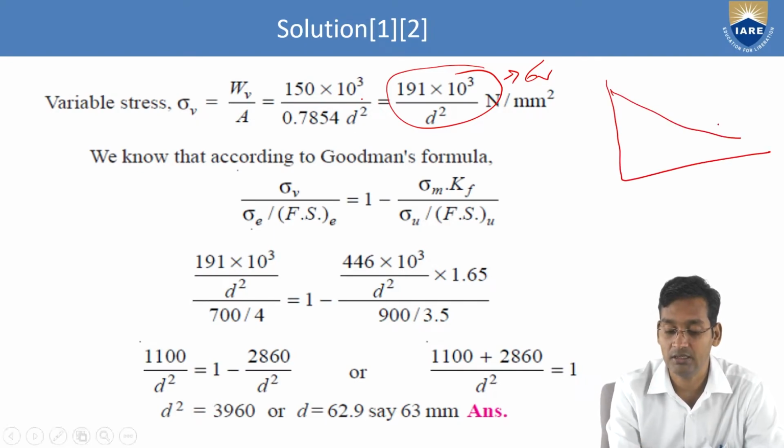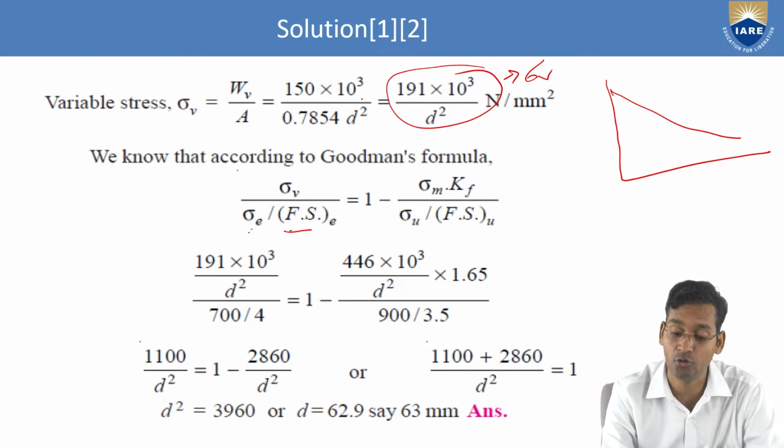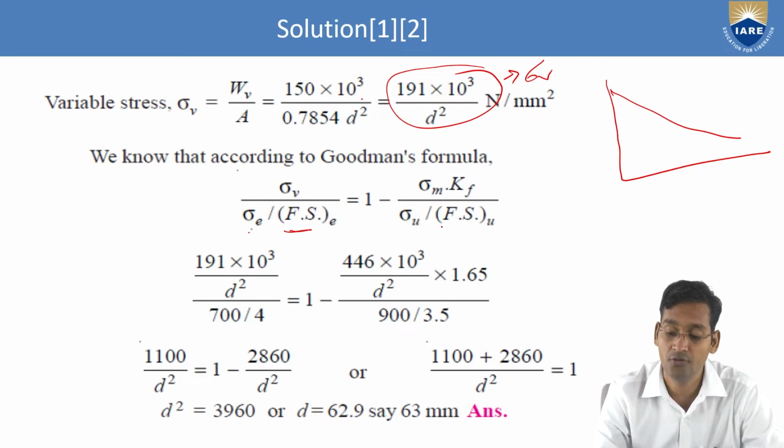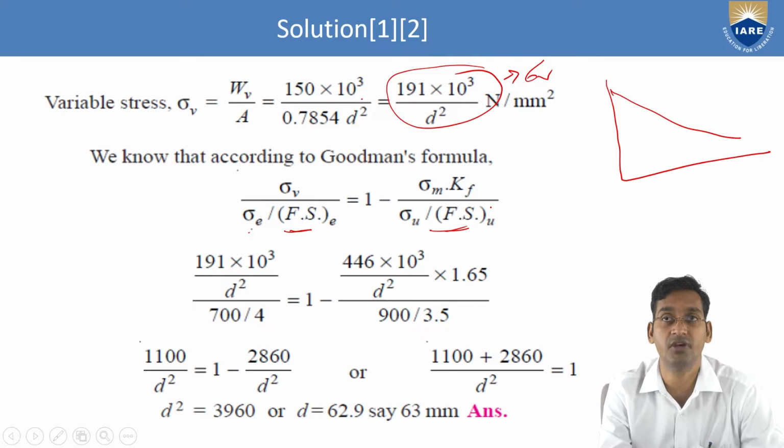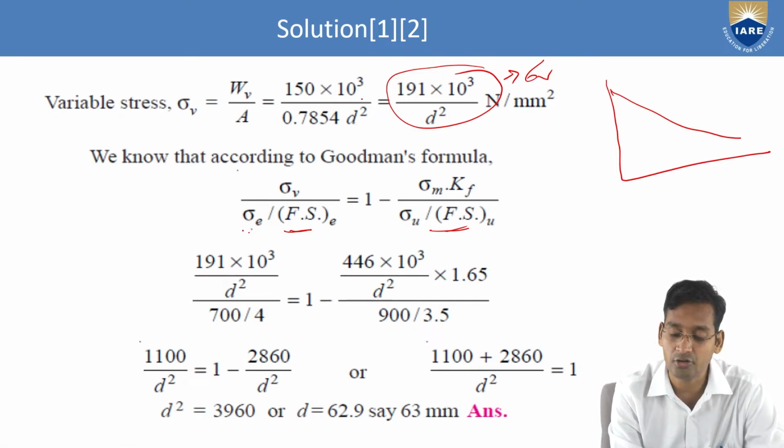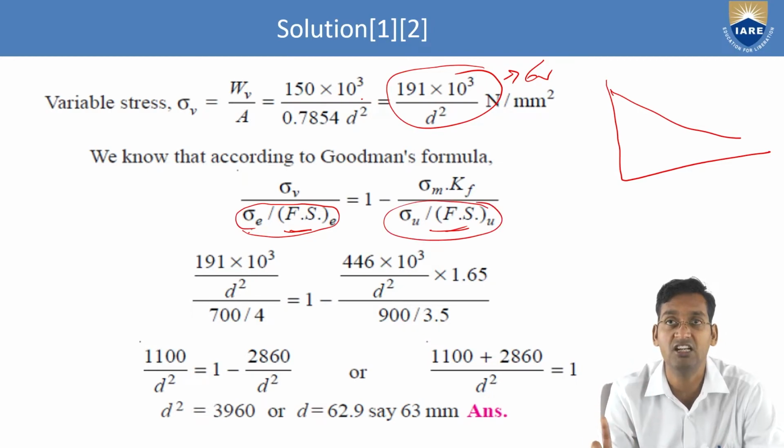Now according to Goodman, again if you see the y projection, the same straight line is there. So what we have? Sigma V and sigma m. So sigma V by sigma E, in the previous video also we had seen without factor of safety. This time the factor of safety is given. For endurance, how much factor of safety is there? For ultimate strength, how much factor of safety is there? Whatever the factor of safety is, you just have to divide by that term. So the factor of safety for ultimate stress is given as 3.5, so whatever ultimate stress is given, divide by 3.5.